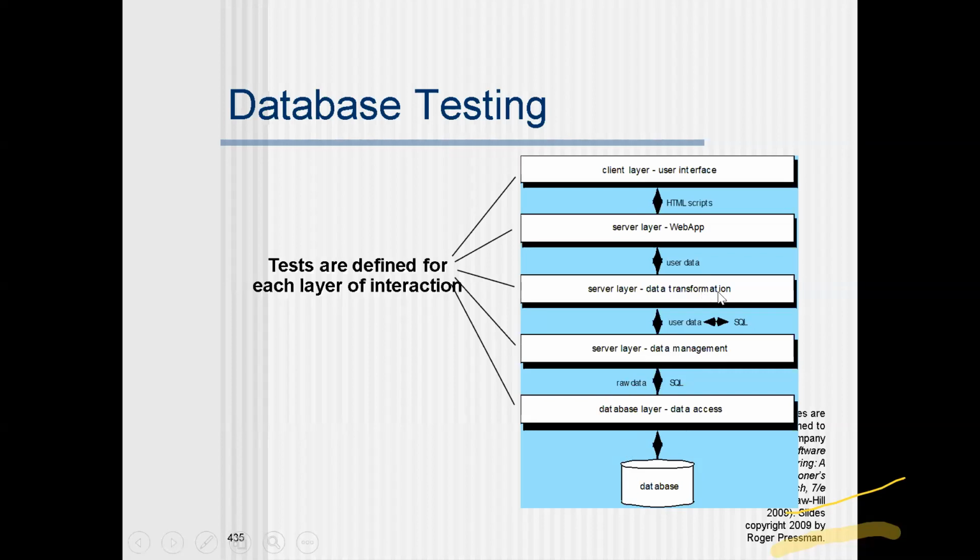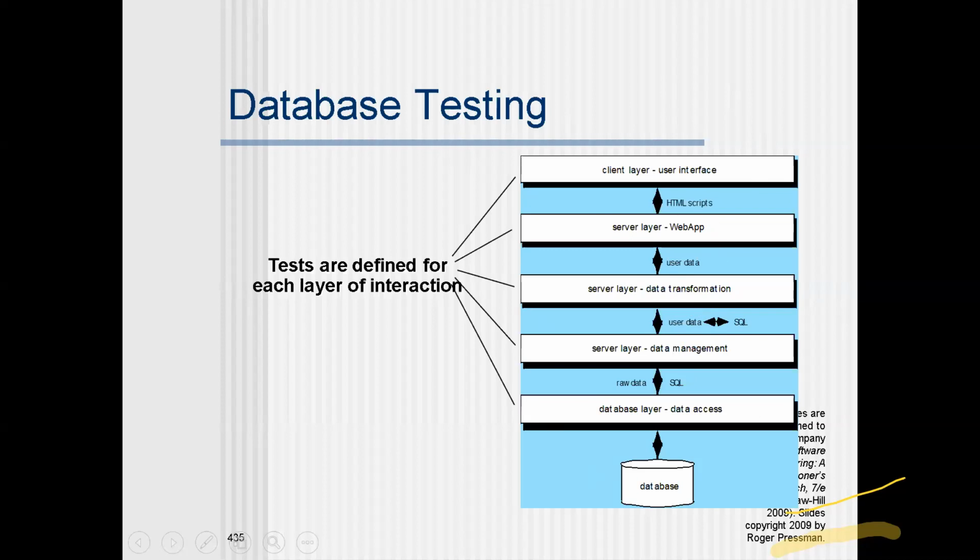Now, when the client requests for the data, that data is taken from the database and it has to be transformed into some other forms so that it can be sent back to the client. So how is that data transformation brought about in a web app? And then you have the server layer for the web app. How is the connection between the client and server even happening with respect to this interface? That's through the HTML scripts or whatever scripting language.